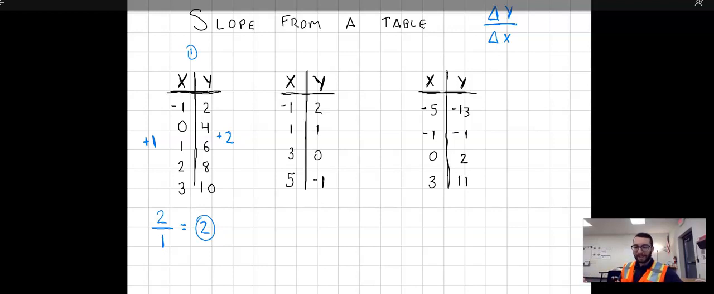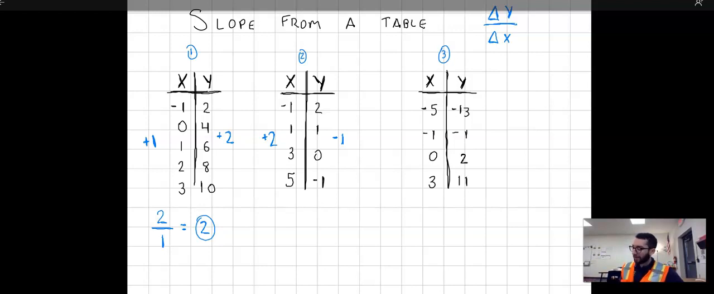When I get to my next table, what you'll notice is my x, it's going -1 to 1 to 3 to 5. That is counting by +2 every single time. We'll call this table number 2, and I'll label that table number 3. As I go down my y, though, it's going 2, and then 1, and then 0, and then -1, so it's actually subtracting 1 every single time.